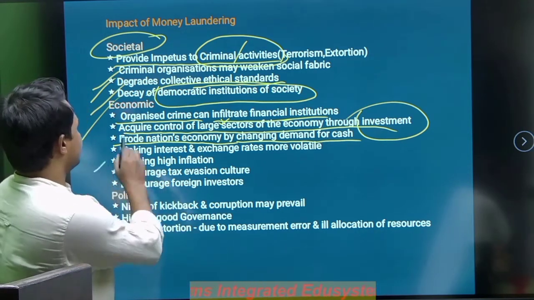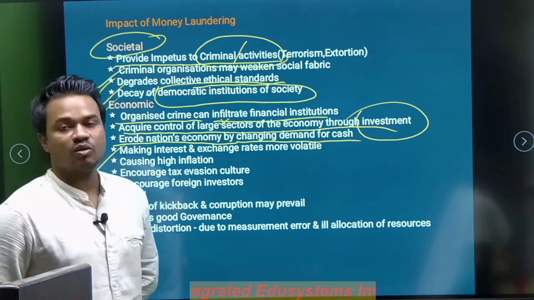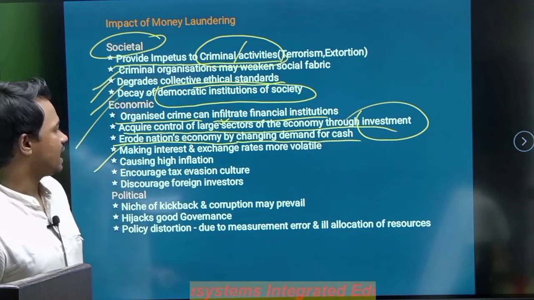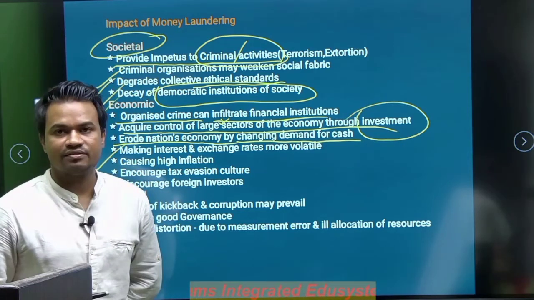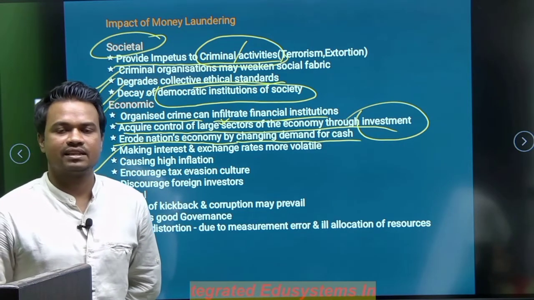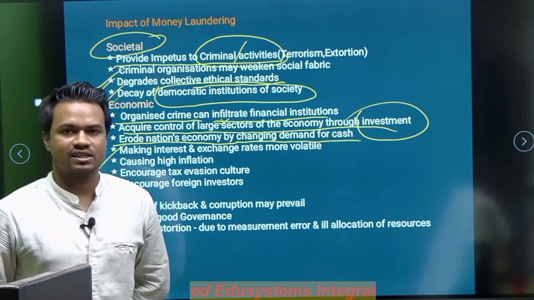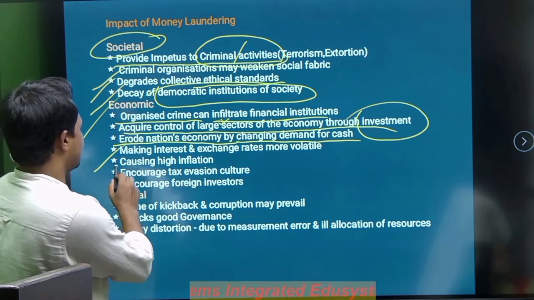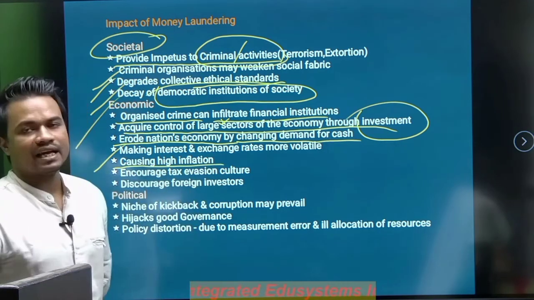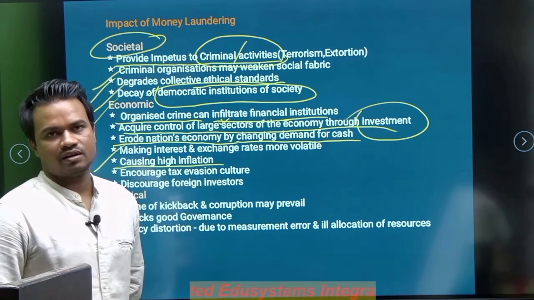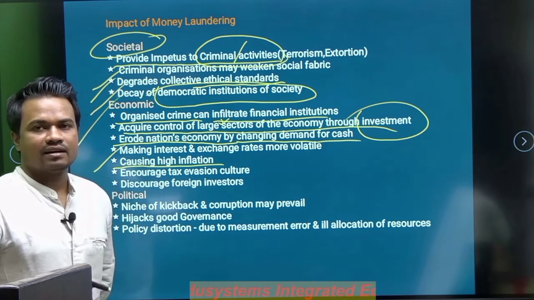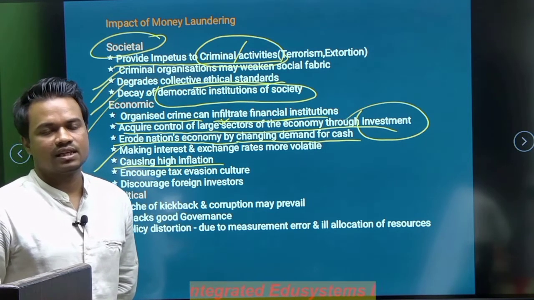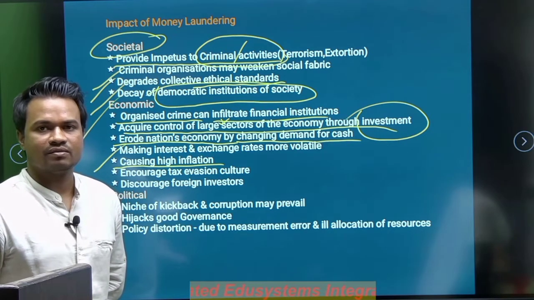And the next is making interest and exchange rates more volatile. That will impact import and export, and if import and export are affected, then obviously that will also affect the currency exchange rate of the country. So that may be a volatile situation. And it causes high inflation: if more money is chasing a smaller amount of goods, then inflation is obvious to happen.